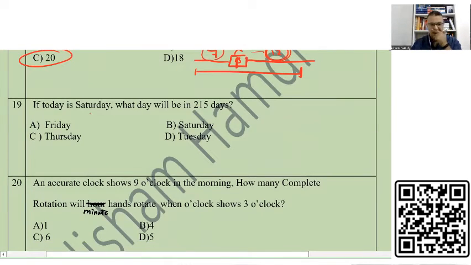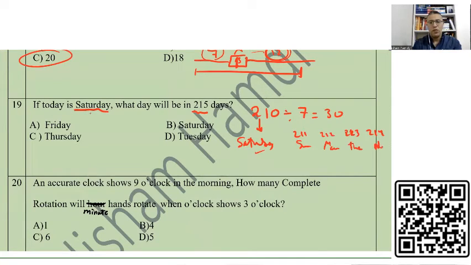If today is Saturday, what day will it be after 215 days? Before you start thinking, look for the number divisible by 7 nearest to 215. You will figure out that it's 210, because 210 divided by 7 is 30. So day number 210 will be the same as the starting day, which is Saturday. So 211, 212, 213, 214, 215: Saturday, Sunday, Monday, Tuesday, Wednesday, Thursday. So the answer is C.